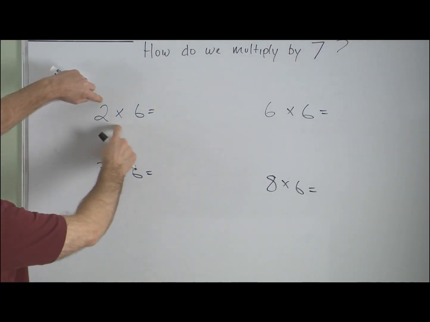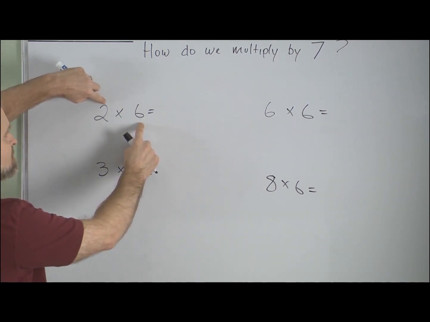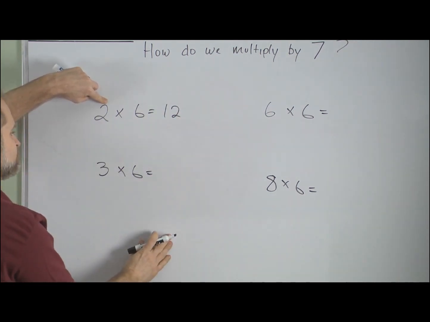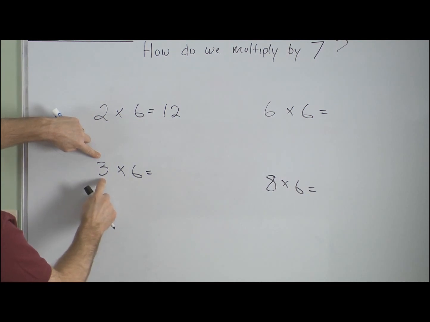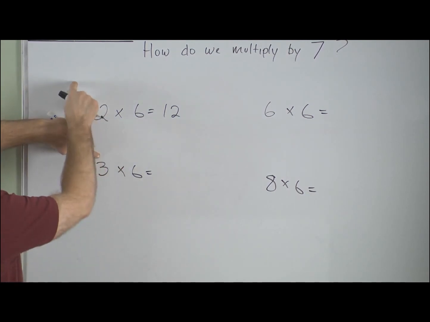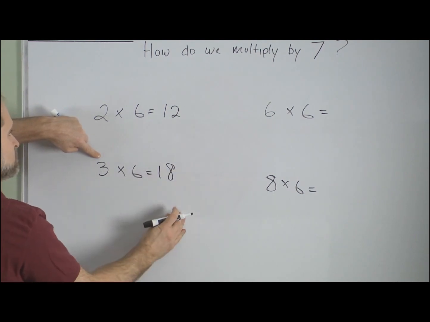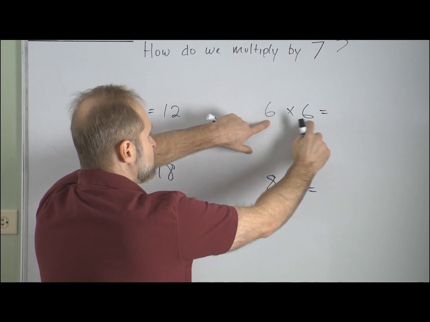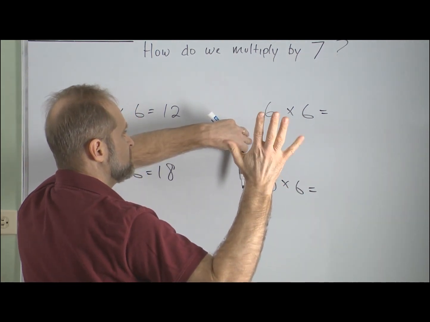Here we have 2 times 6. I'm going to count by sixes, but I only go to the second place on the skip counting list, 6, 12. Here we have 3 times 6. I'm going to go to the third place on the skip counting list, and if you remember, it was 6, 12, 18. Here we have 6 times 6. So we got to go further on the skip counting list. 6, 12, 18, 24, 30, 36.